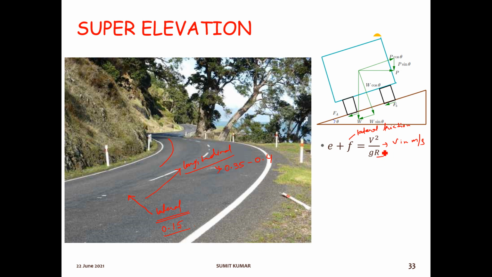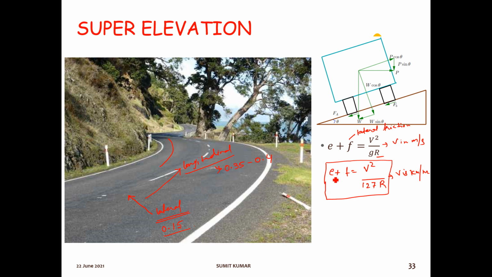Generally in the questions V is given in kilometer per hour. When we convert from meter per second to kilometer per hour, E plus F becomes V square by 127 R, where V is in kilometer per hour. For most problems you get V in kilometer per hour, so directly use this formula: E plus F is equal to V square by 127 R.